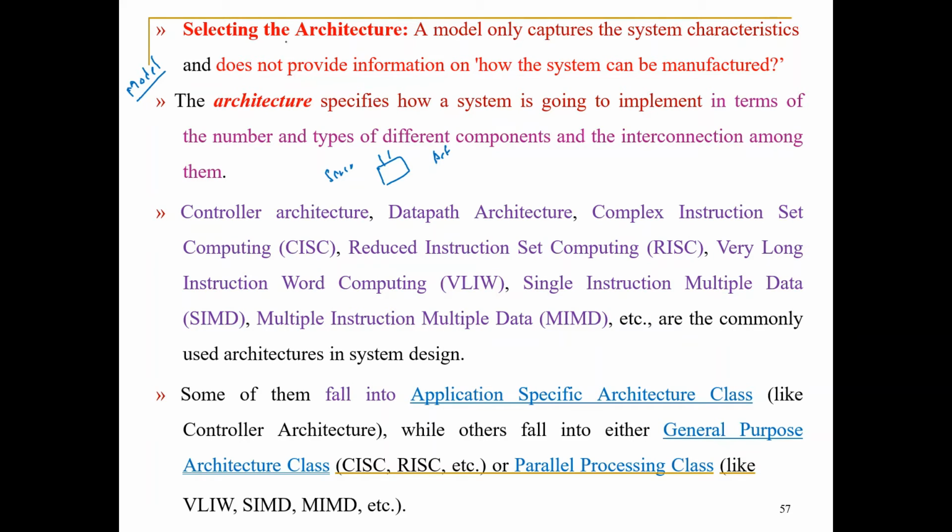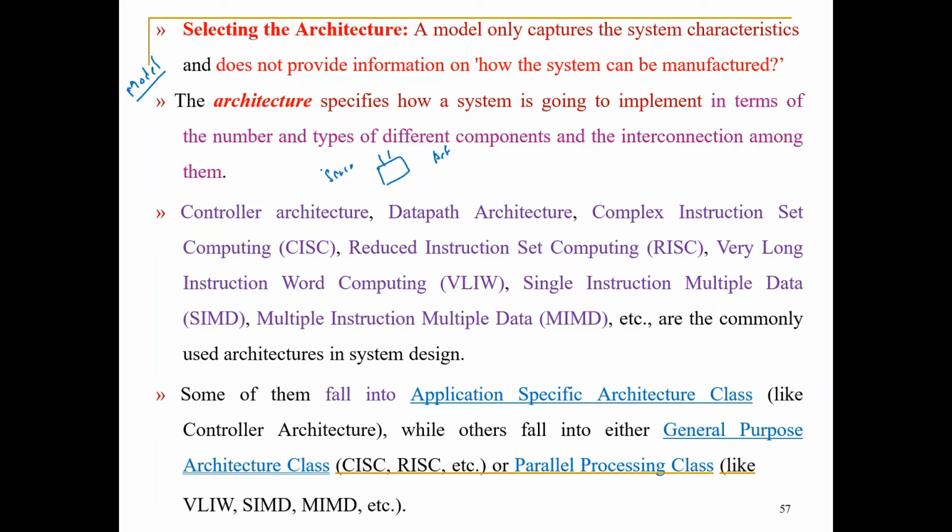When you are selecting the architecture, there are a lot of architectures that can be selected by the embedded system manufacturer in order to manufacture a product. Some of the architectures are given here. One is called control architecture. We are going to study these architectures one by one. Data path architecture, CISC architecture, RISC architecture, VLIW, very long instruction word computing architecture, single instruction multiple data SIMD architecture, and multiple instruction multiple data architecture are the very commonly used ones in system design based on the requirements.